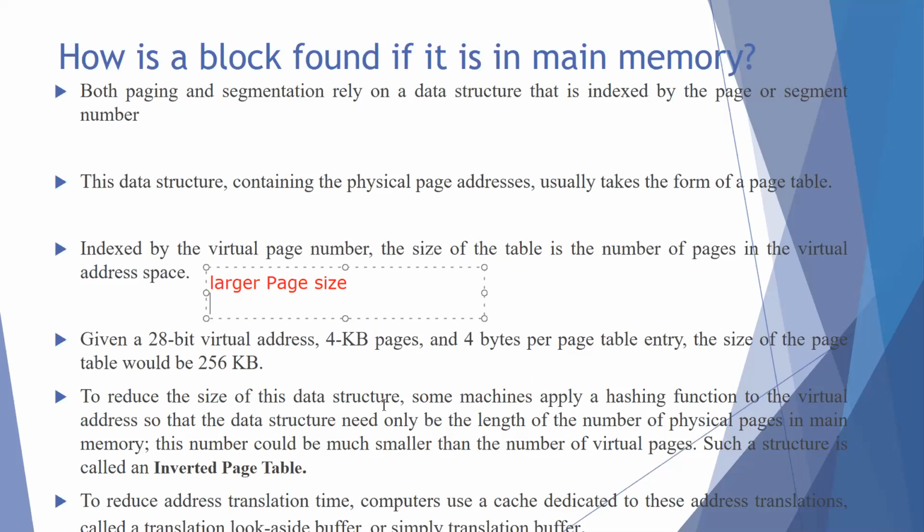Sometimes we use something called an inverted page table just to reduce the size of the page table. So here we use a hashing function.